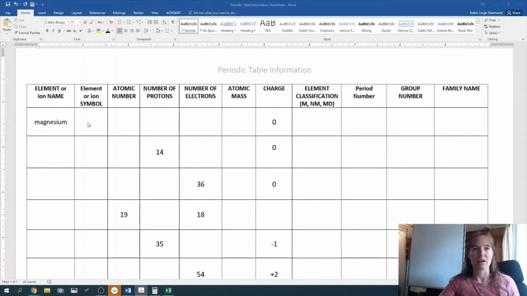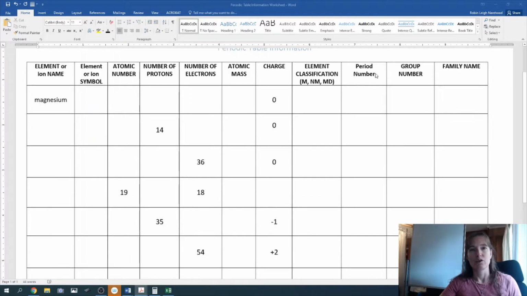We're going to use this periodic table to look at some different kinds of facts and information. This first one, I have all these headings, but a lot of it is just repeat information, and this is just information that we can get from the periodic table. The first question is about magnesium, and we want to see if we can figure out what the symbol or the ion symbol would be. Ions have a charge, elements are neutral. The charge is right here in the middle column. It says 0, so this would be a neutral element.